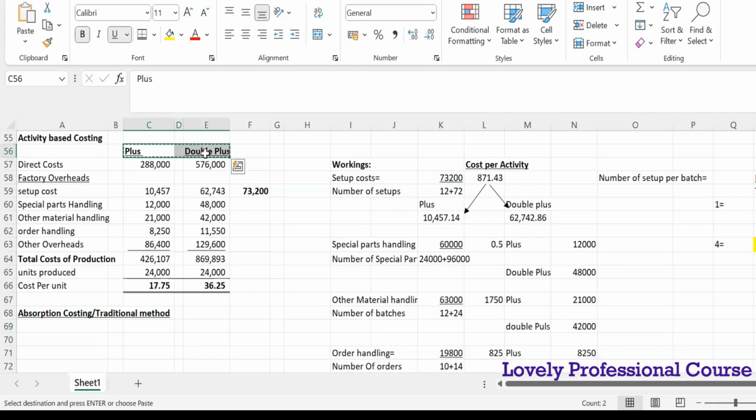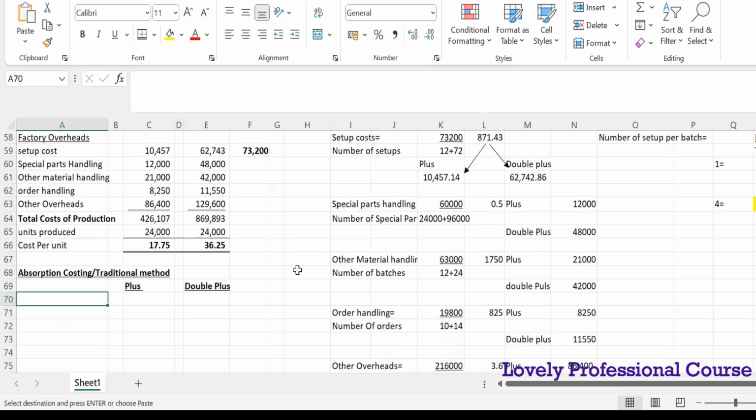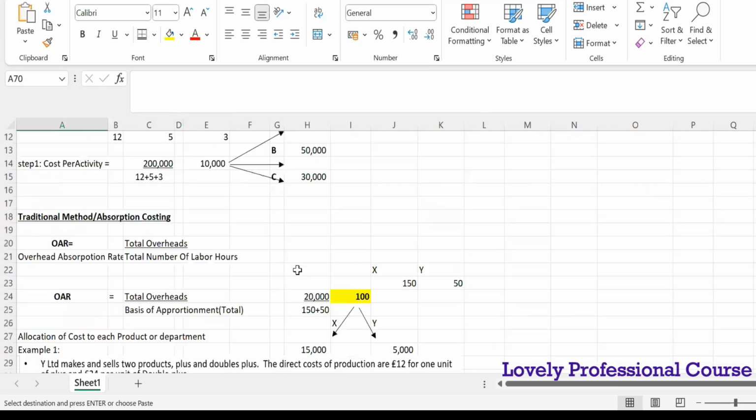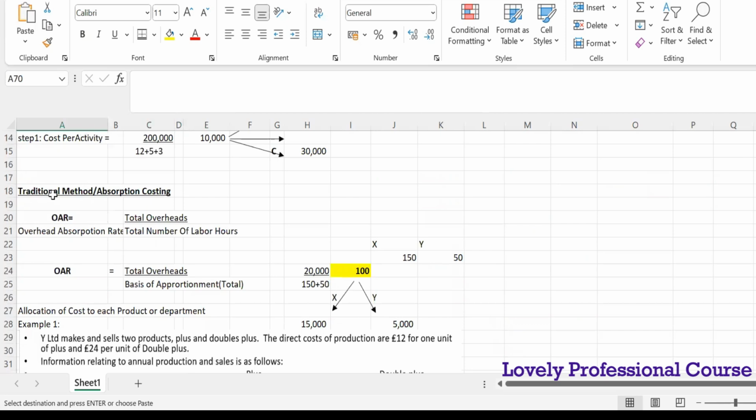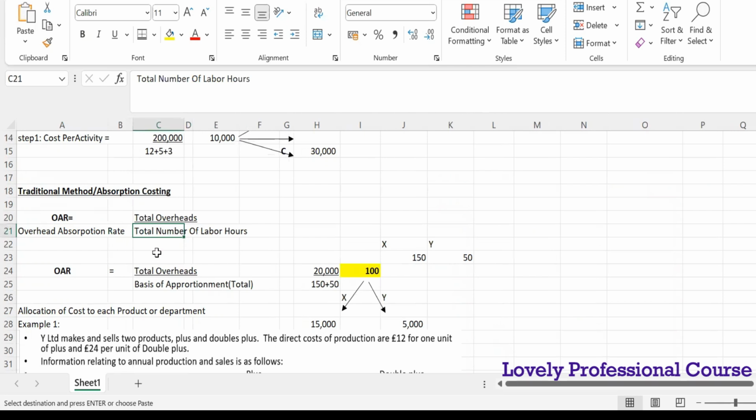Let's also come up with this. It is very simple. That is why I have worked on it after. So remember, I said on traditional costing, read here. Traditional method, how do we apply this traditional method on absorption costing? We say that over there, we find the overhead absorption rate by taking total overhead divided by the total number of labor hours.